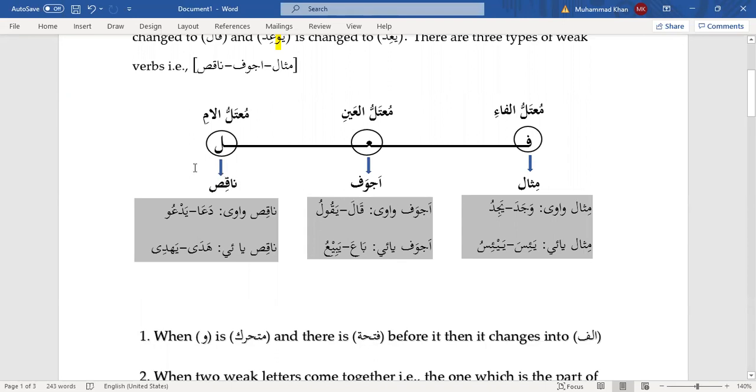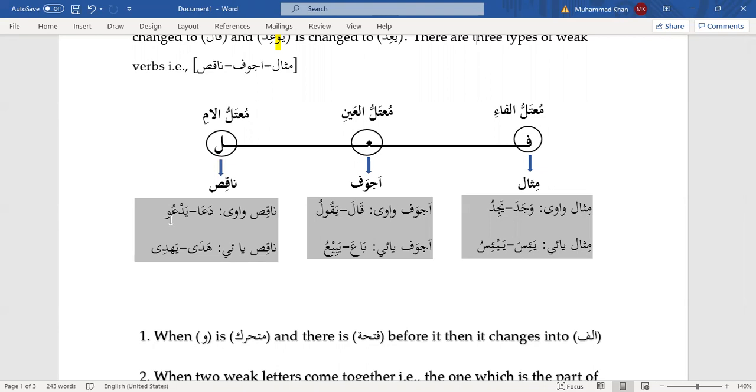Now we move on to the last one, which is mu'tallul lam, called naqis. In naqis, all of them are wawi and ya'i, because we have only two weak letters, and these will be either waw or ya. If waw is one of the root letters, we call it wawi, and when ya is one of the root letters, we call it ya'i. In naqis wawi, we have da'a yad'u, and in naqis ya'i, hada yahdi. Of course, these are only specimen examples, and inshallah we will discuss them in detail.